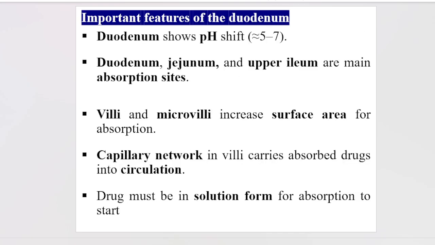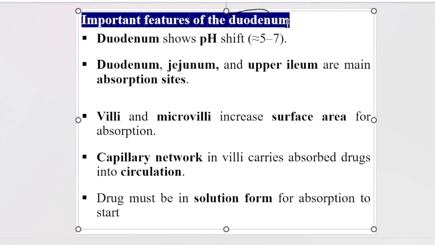Okay, so next are the important features of the duodenum and the ileum and jejunum, they are part of the small intestine. So I would say this is for the small intestine. Here we can write it as the small intestine. So these are the important features of the small intestine.